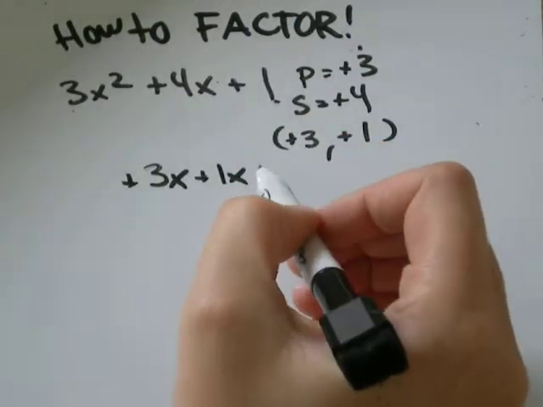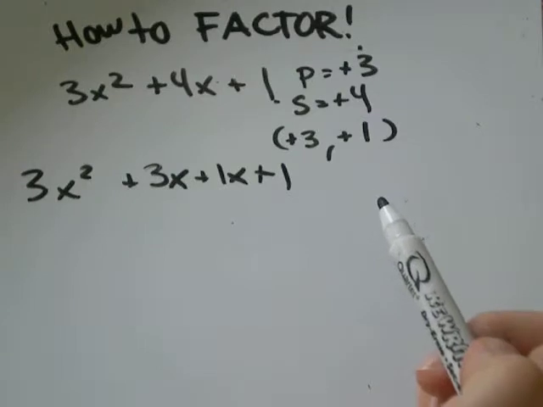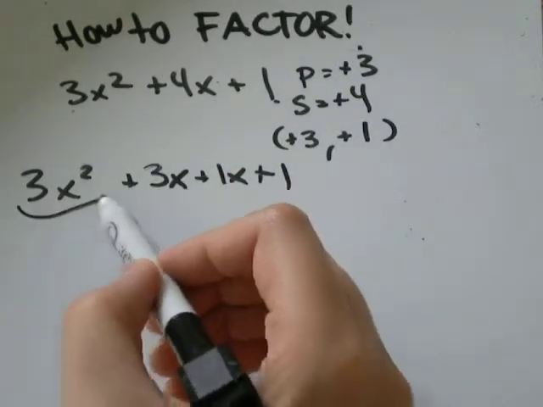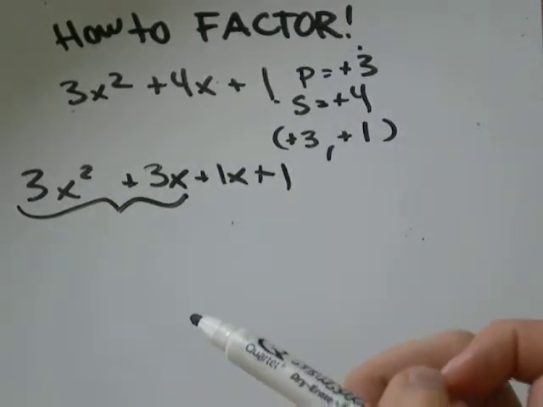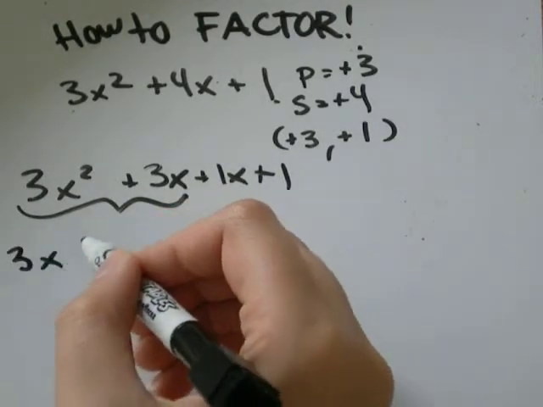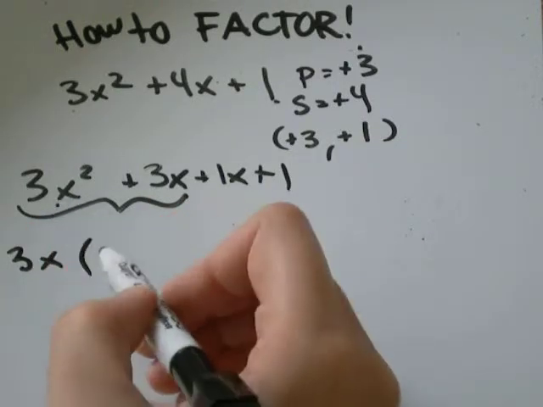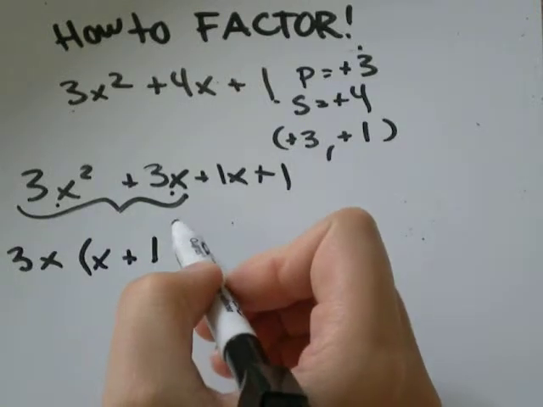And then the positive 1 and the 3x squared just comes along with us. We don't have to do anything yet. So now let's look at the first two terms. 3x squared plus 3x, what do they have in common? They both have a 3x in them. When we factor out the 3x, we'll just be left with x plus, 3x divided by 3x will be 1.